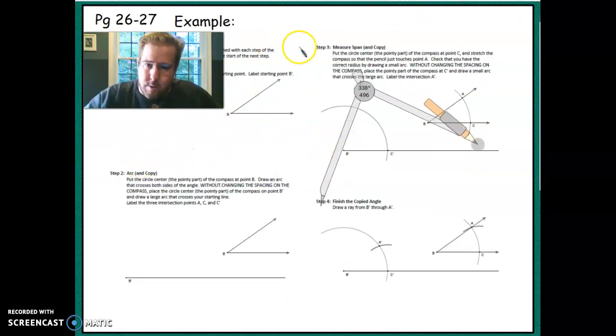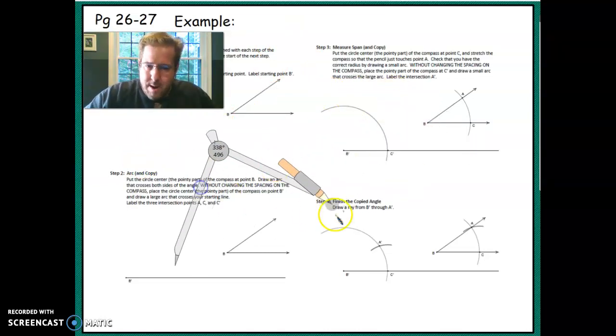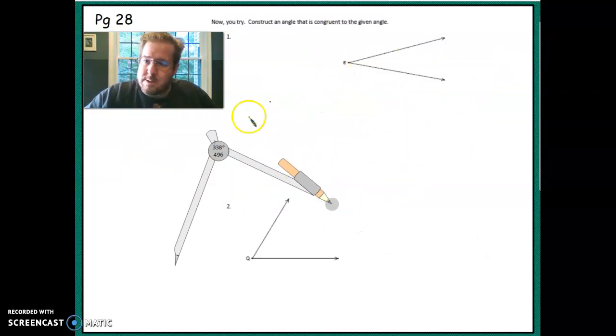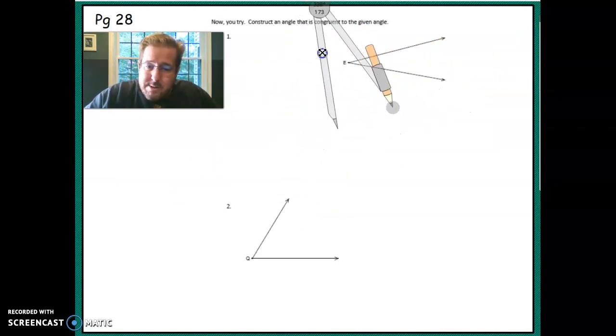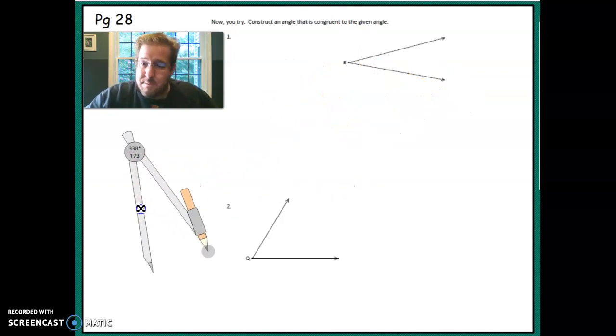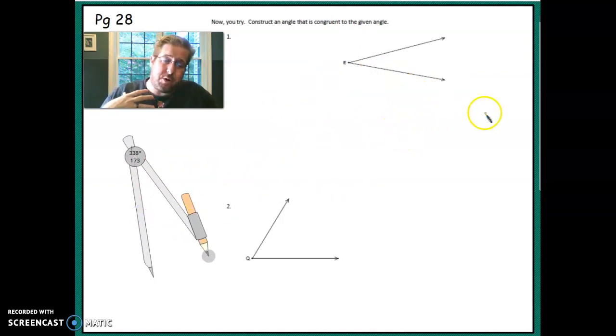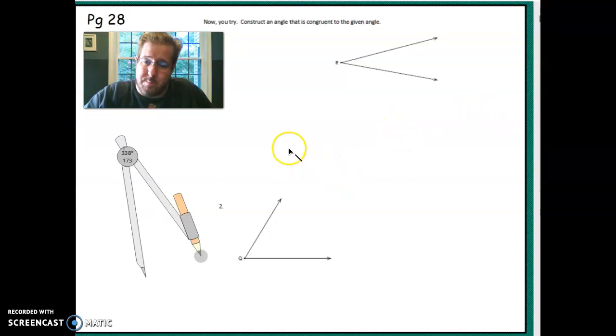Now let's go to angles. So how do we copy an angle? Now, these are some instructions, but honestly, I'm just going to go straight to showing you how to do it. Everything I do here is done on purpose, and it's done for a reason, and it's good for you to know what that reason is. So I'll try to do my best to explain it as I'm doing it.